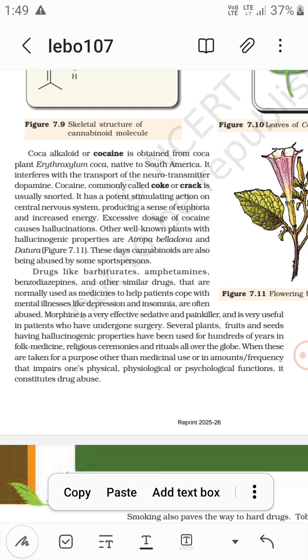Morphine is a very effective sedative painkiller and is very useful in patients who have undergone surgery. Several plants, fruits and seeds also have hallucinogenic properties.